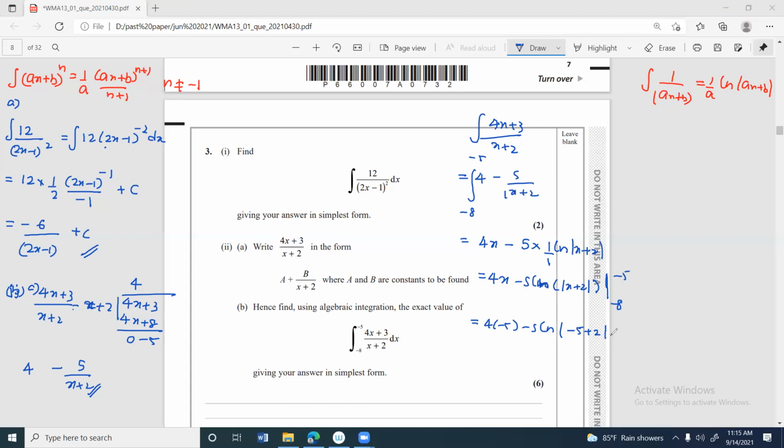Nothing to worry. Sometimes you might be confused, since you don't expect any minus values for this. So we will go ahead with this and see. That's not a problem at all. Now if you substitute minus 8 into it, I'll do it separately.